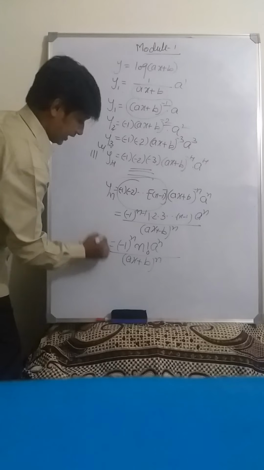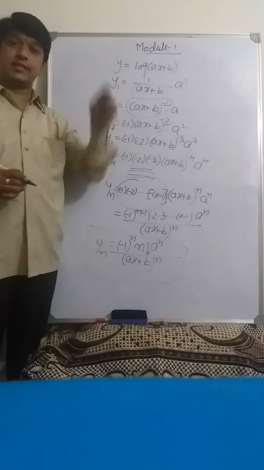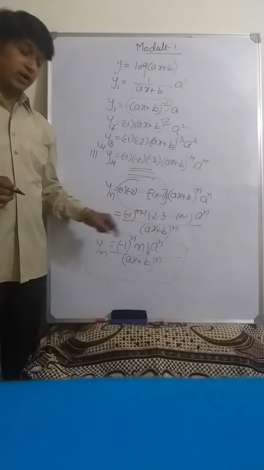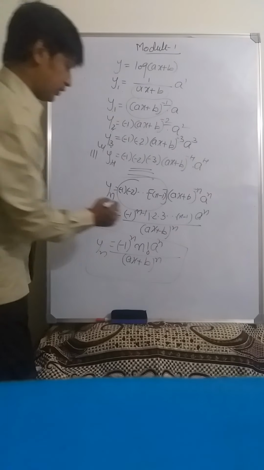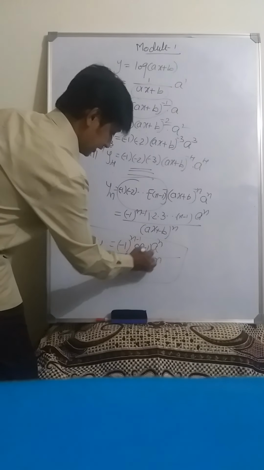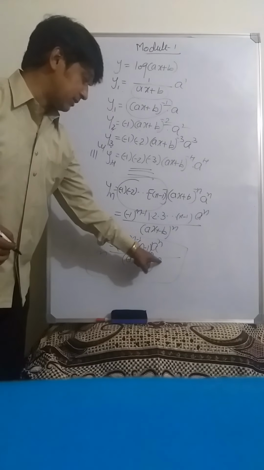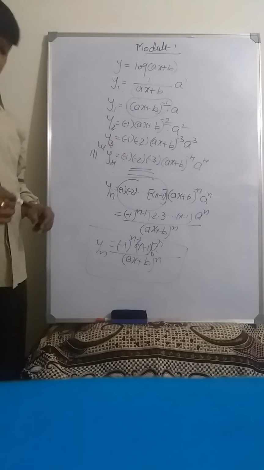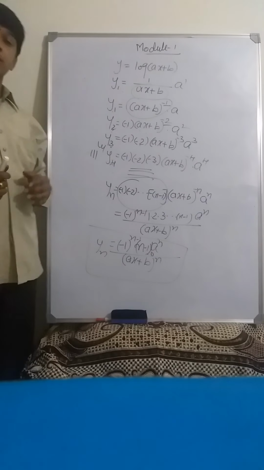This is my yn. Means the nth differentiation of log of ax plus b is minus 1 power n minus 1, into n minus 1 factorial, into a power n, divided by ax plus b power n. Correct? So this is the nth differentiation of logarithmic function.